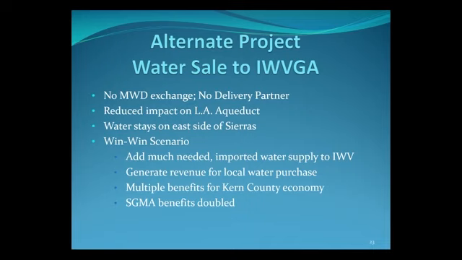We'll add a much-needed, brand new imported water supply to the Indian Wells Valley of 10,500 to 12,500 acre feet. We'll sell it to you and generate revenue for Kernco, and then Kernco, instead of taking the Fremont Valley water west of the Sierras, will take the money and go buy a water supply over there. So we multiply our benefits for the Kern County economy, and we double our SGMA benefits. We take care of your SGMA problem, and take care of our SGMA problem.